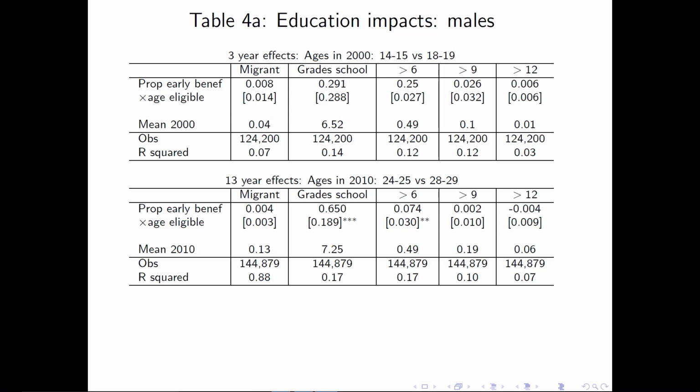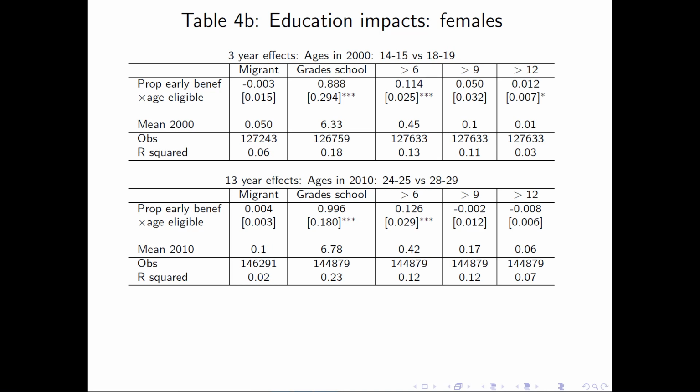All right. Okay, so what happens for girls? For girls, we see the education effects accumulate earlier on. So by 2000, the effect on grades of schooling completed is about 0.9. Again, that's largely concentrated in secondary school. So this increase in schooling that kids are attaining is through additional time, additional years in secondary school.